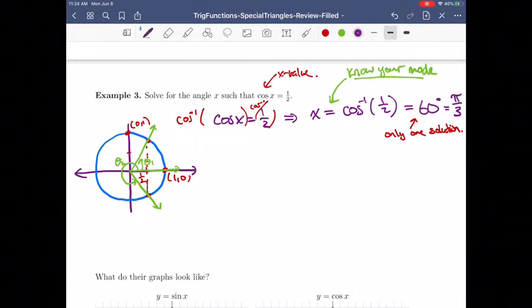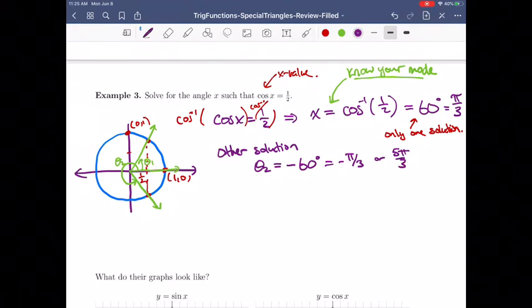So to find your other solution, you could realize that your angle, theta 2, is equivalent to negative theta 1, so negative 60 degrees. So you could write it as negative pi by 3. Or it's coterminal to 5 pi by 3, which is actually going to be 300 degrees, right? It's 360 minus 60. Okay, so you could use either.